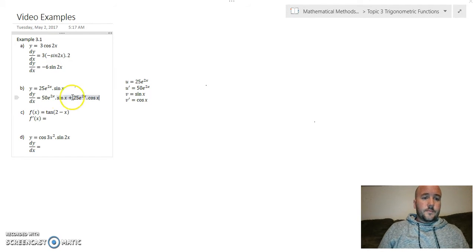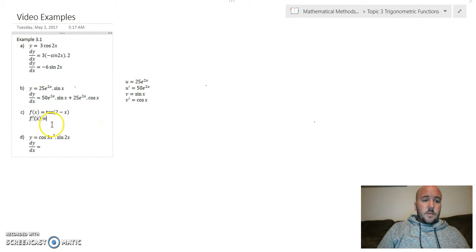x. So leaving it in that form for chapter 2, when we do get to chapter 3 and apply the applications, we may take out the common factor of 25e to the 2x, but as I said, for chapter 2 that's how we would leave this one.